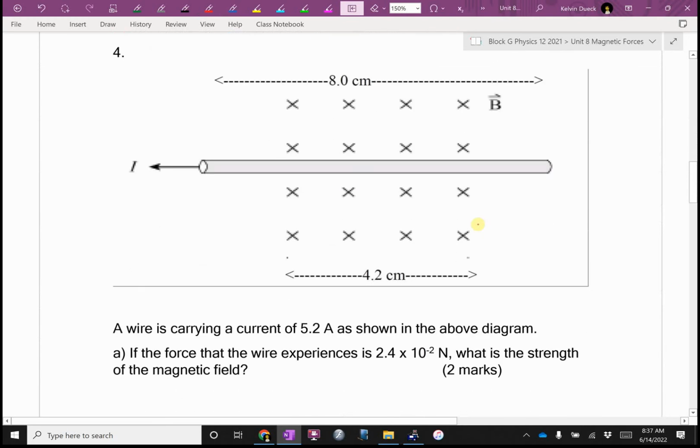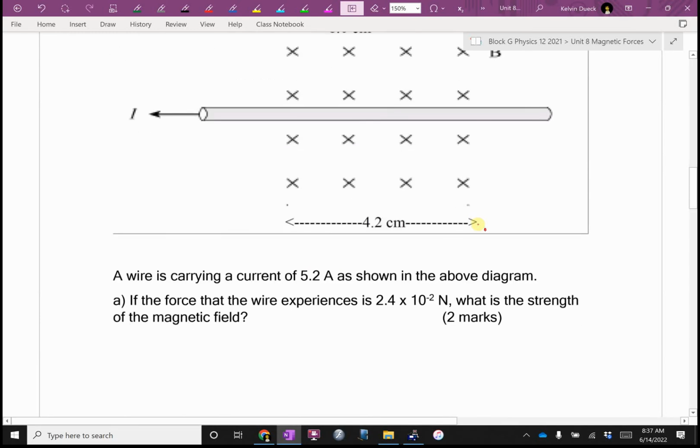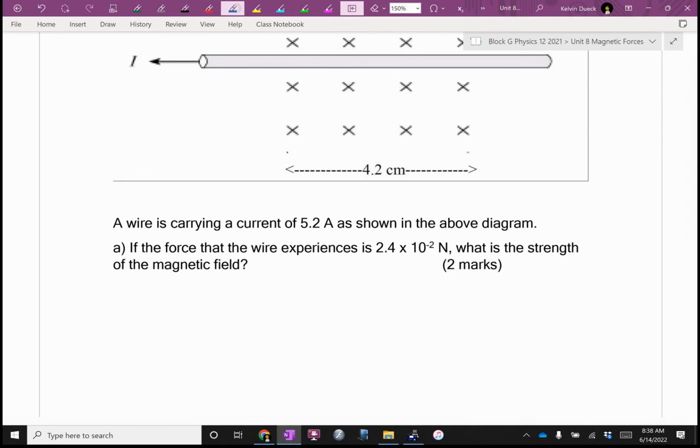A wire carrying 5.2 amps, as shown in the above diagram. What's the strength of the magnetic field? So I think I'm going to use, for a wire, F equals BIL. Now, all of these need to be perpendicular. I looked at the picture. They all are. So we're good here.